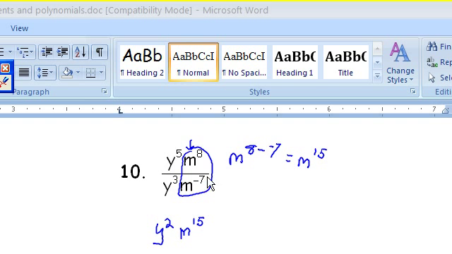Remember, our rule tells us we take this number and from it we subtract this number. So 8 minus negative 7. 8 minus negative 7 is positive 15. So it's m to the positive 15.